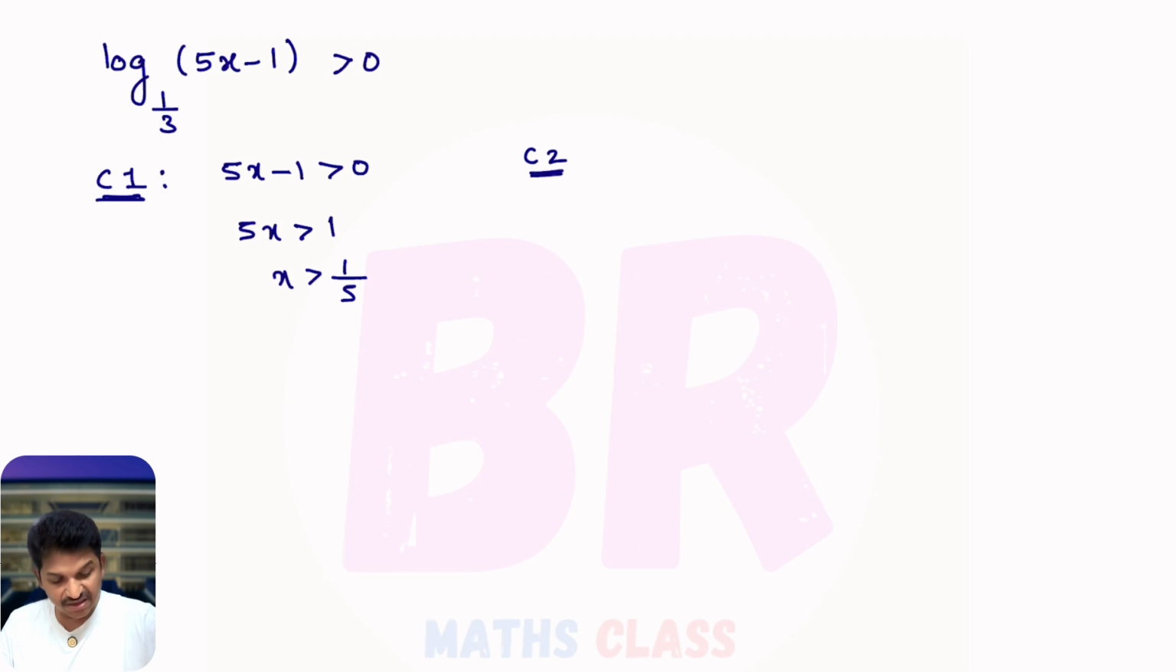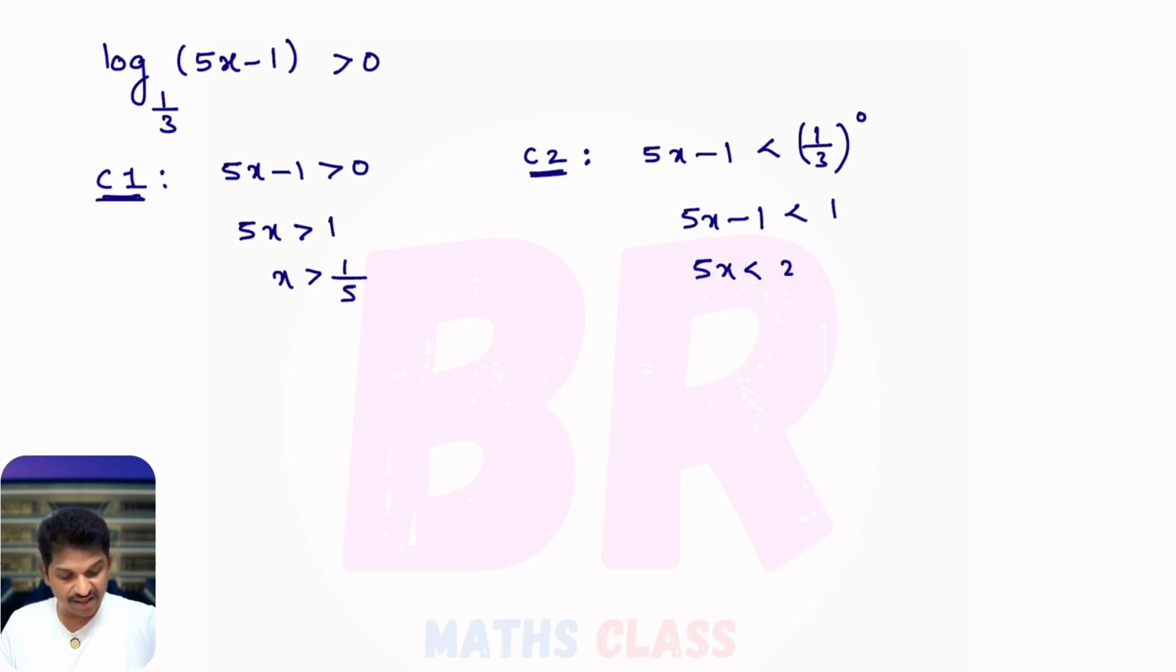Now, the second case: I'll apply the logarithm definition. You see this base value 1 by 3 is in between 0 and 1. When I apply the logarithm definition, the inequality sign changes. So this will become 5x minus 1, inequality sign changes, 1 by 3 whole power 0. So what will you get here? 5x minus 1 less than 1 by 3 whole power 0, which is 1. So 5x is less than 2, x less than 2 by 5.